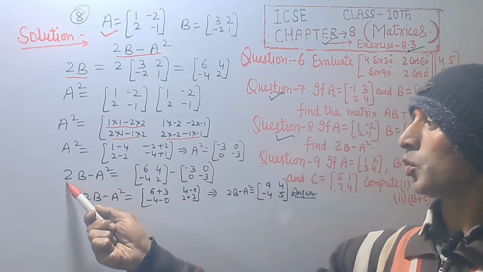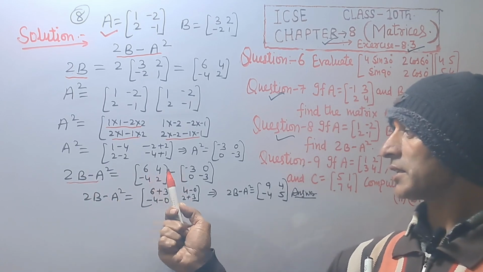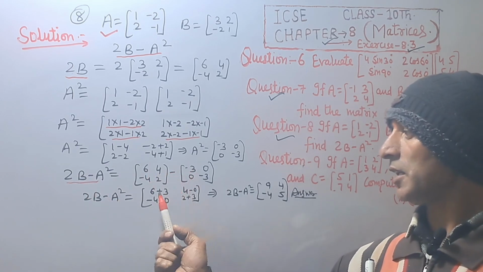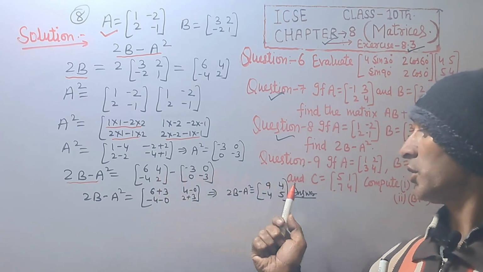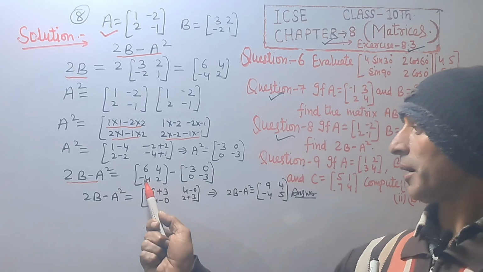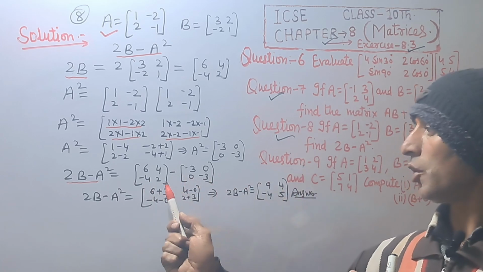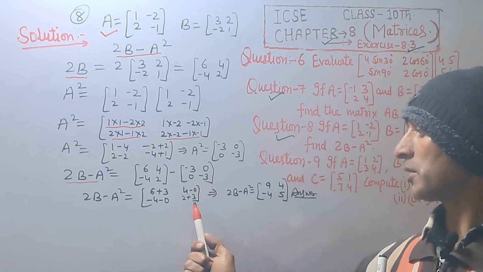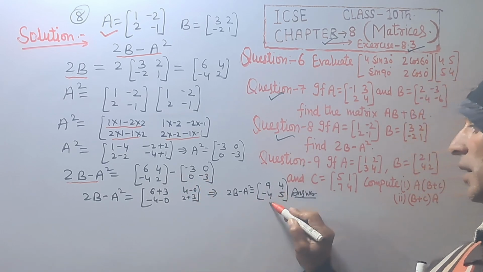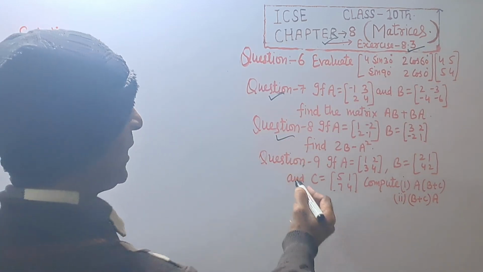So 2B minus A squared is equal to 6 minus minus plus 3, that is equal to 9, and 4 minus 0 is 4. Minus 4 minus 0 is minus 4. 2 minus minus plus 3. 2 plus 3, that is equal to 5. Answer. Next question is question number 9.